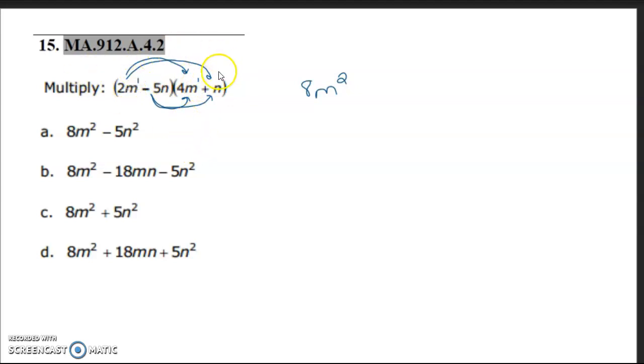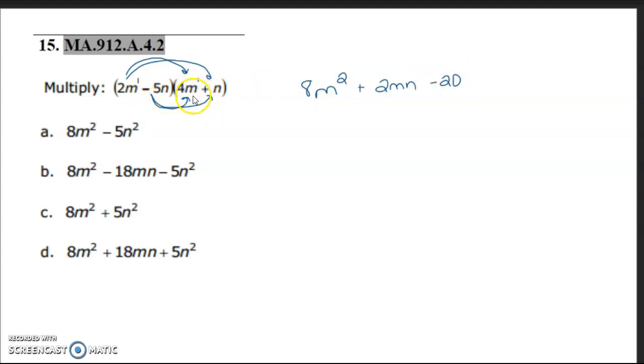So let's do 2m times n. Okay, so in this instance, they don't look like terms, but we can multiply them. So that doesn't apply here. So we have 2 and then mn, 2m times n. Can't really get any more simple than that. So let's do negative 5 times 4, which is negative 20.